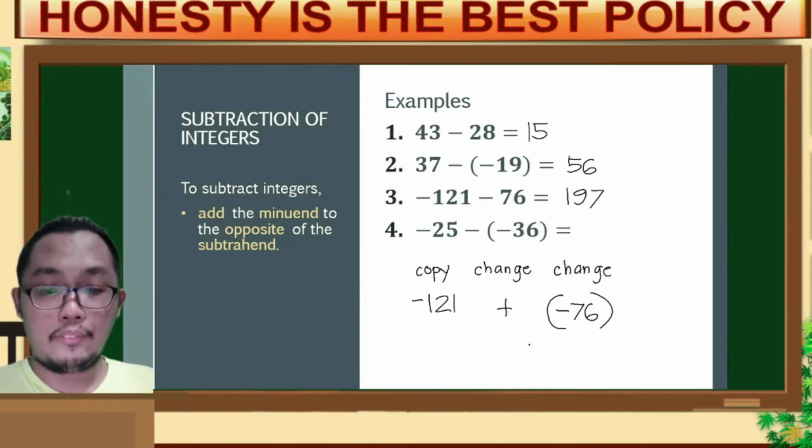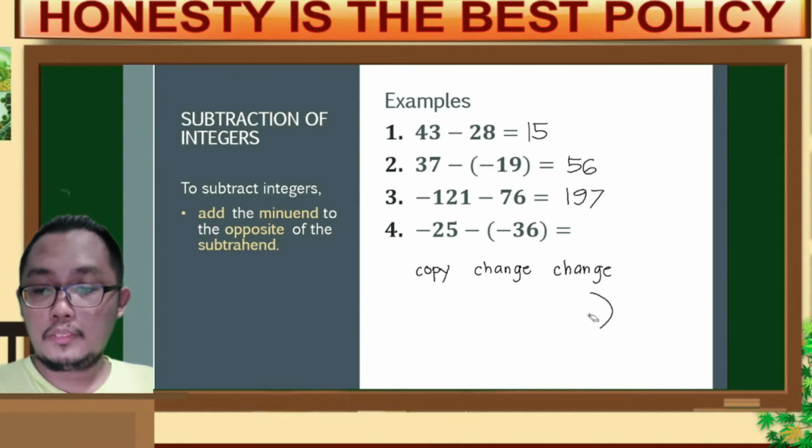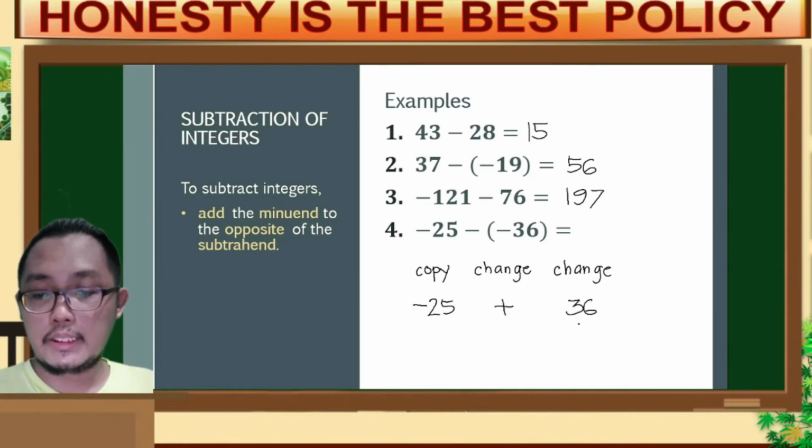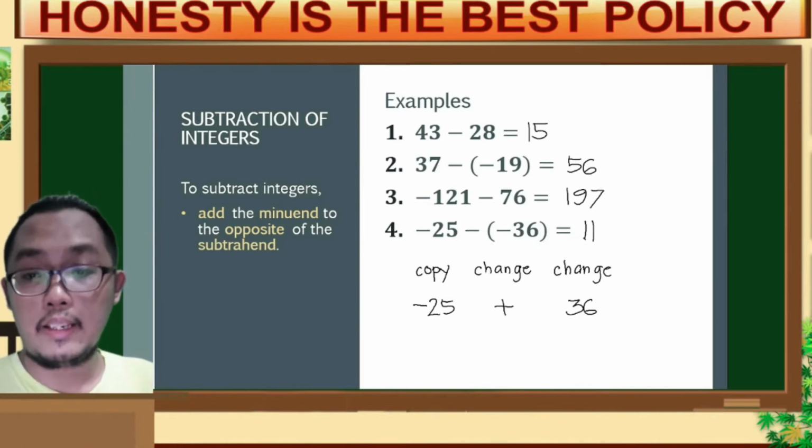And let us have the fourth one. We need to copy this exact number, negative 25. Change the minus sign to plus sign and change the negative 36 to positive 36. And we are adding this. Here we have an 11. Since positive 36 has the larger absolute value, the final answer will have a positive sign.